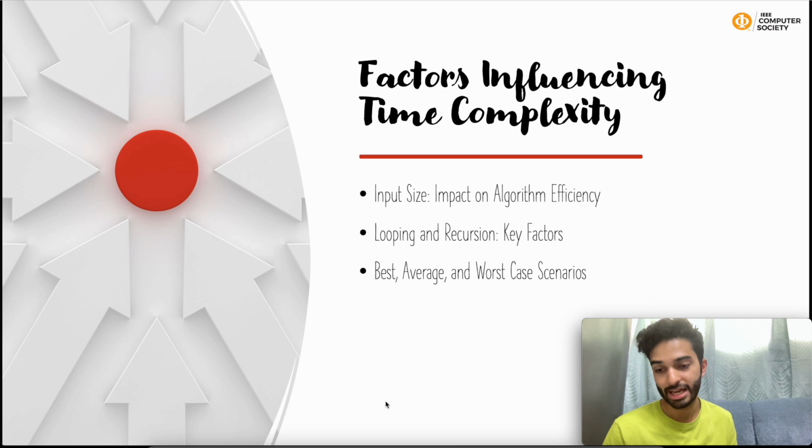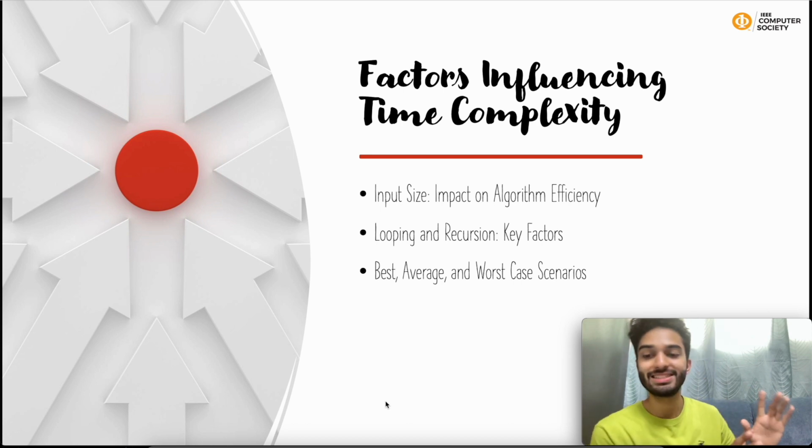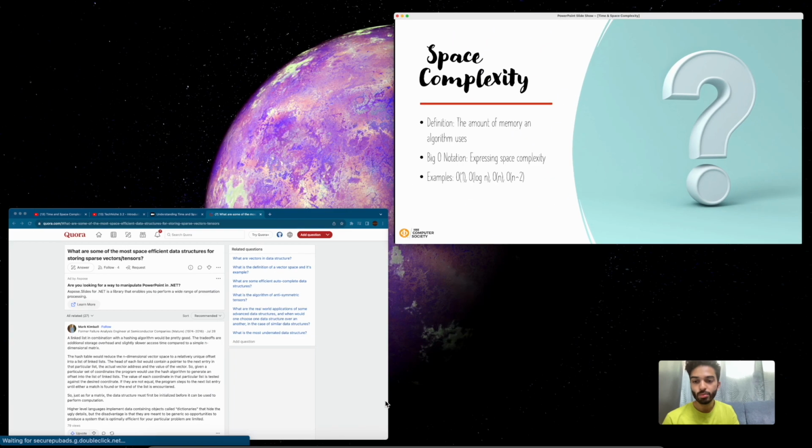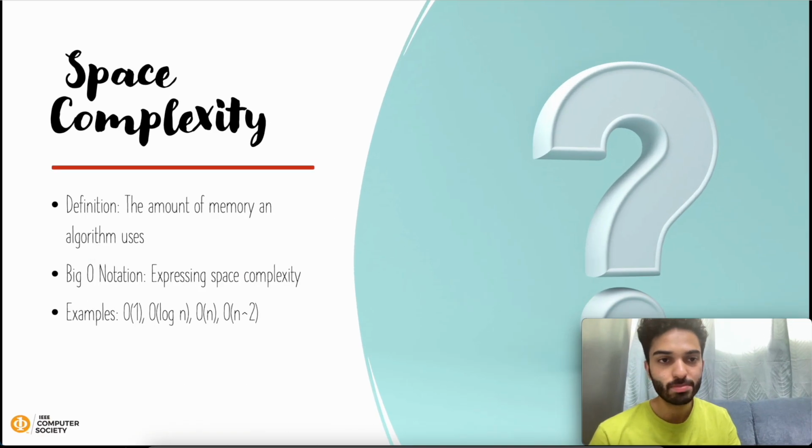So big O of n notation is the standard that is used across the world. Now, since we have an understanding of time complexity, we can move into space complexity.